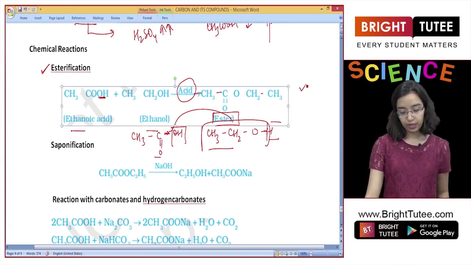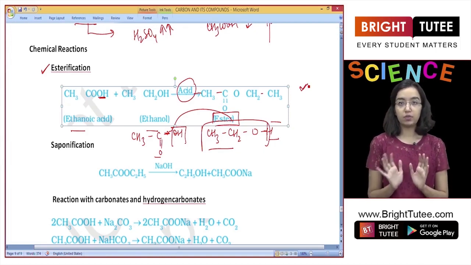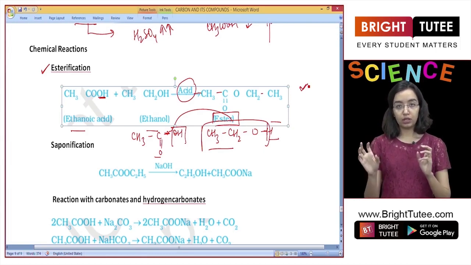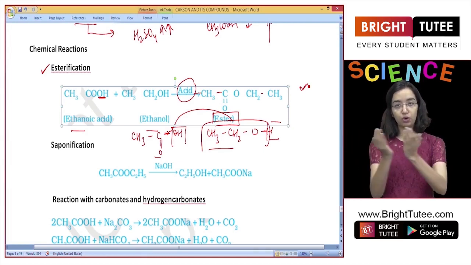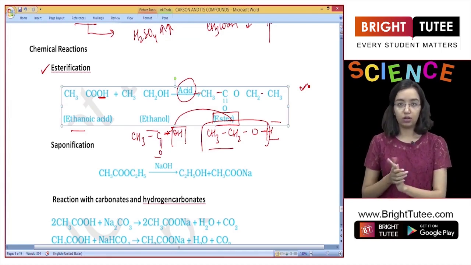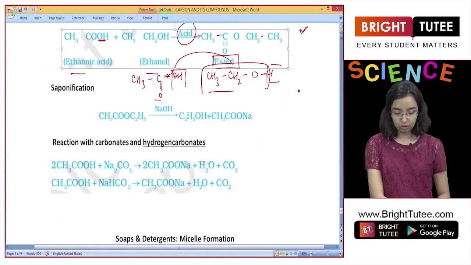And this reaction is also very important. It may seem complicated because it has a lot of elements involved, but it's very simple. From the carboxylic acid, you remove the OH. From the alcohol, you remove the H, and then you join the two ends which have valency remaining, and that is how you come out with an ester. So this reaction is esterification.